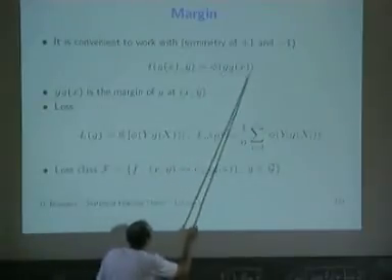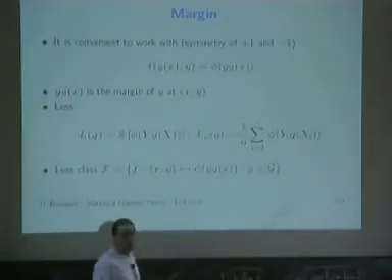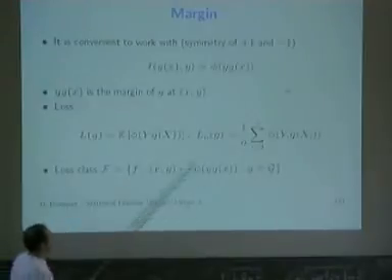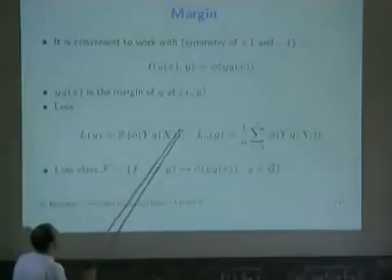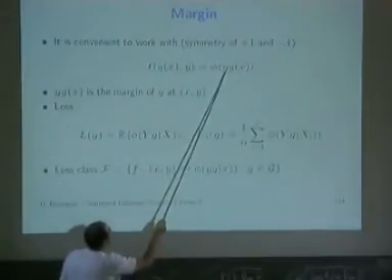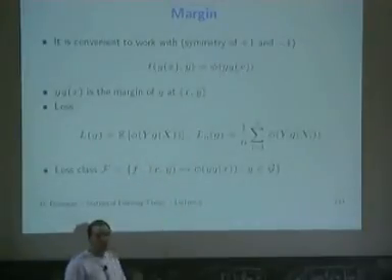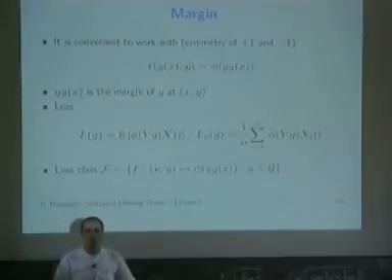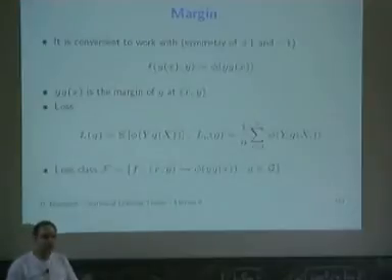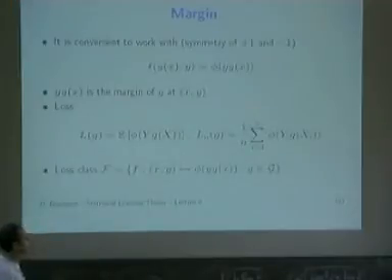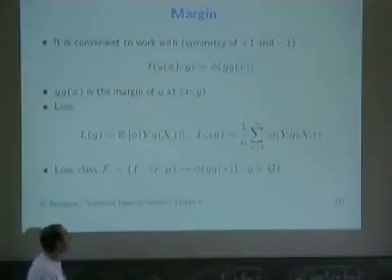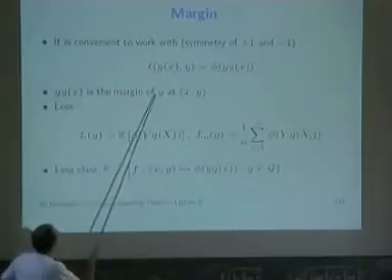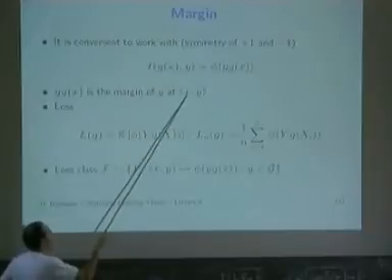And this quantity here has a very important role in the theory. It's typically called the margin. So the value will be negative if you make a mistake and positive if you don't make a mistake. And the absolute value will somehow measure the confidence, or the distance to the hyperplane if G is a hyperplane. Okay. And it's called the margin of the classifier G at the point x, y.